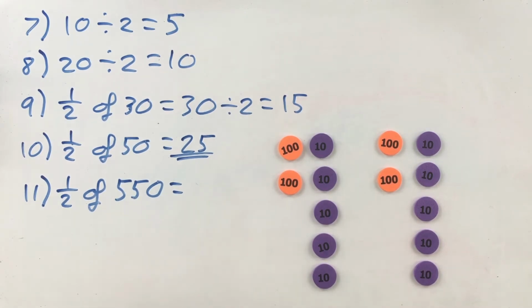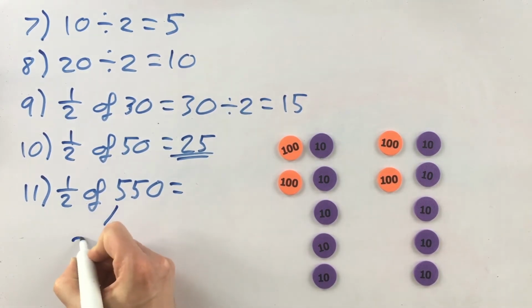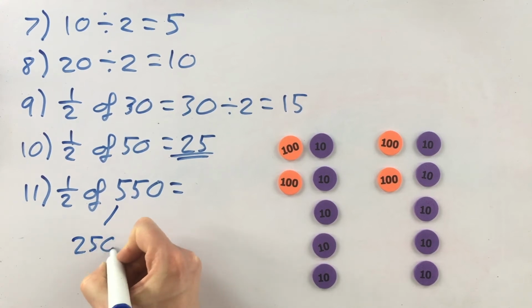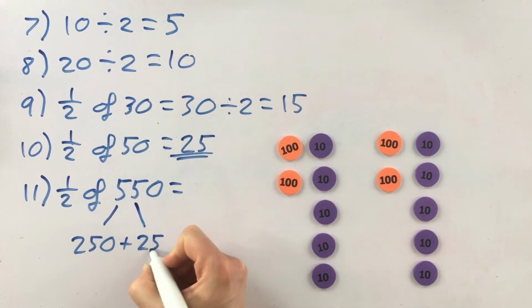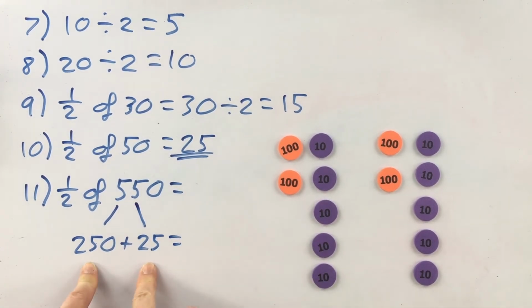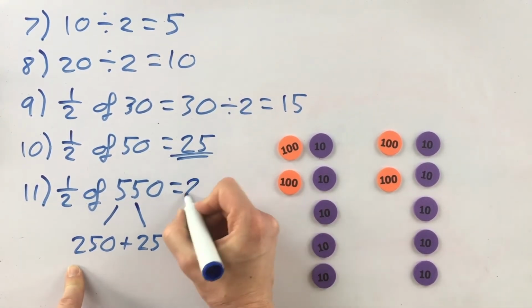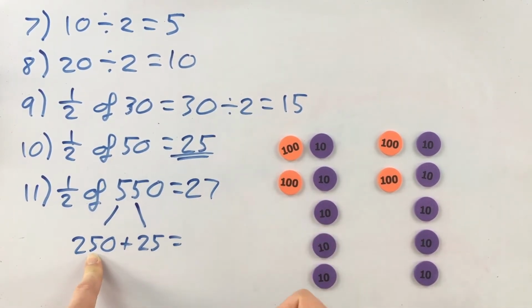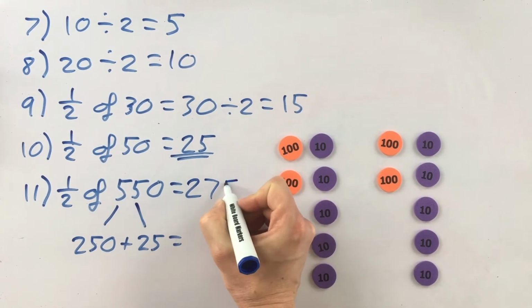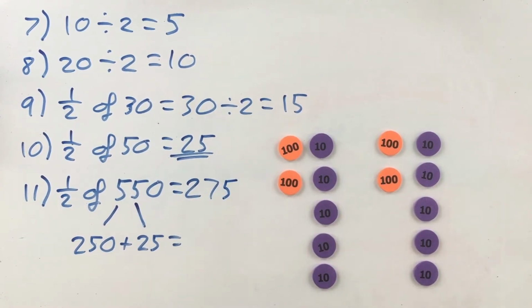So now I'm going to use a diagram. Half of 500 is 250. Half of 50 is 25. Put those two together. I've got 2 hundreds, 50 and 20, which is 7 10s, 70, and 5 ones, and the answer is 275.